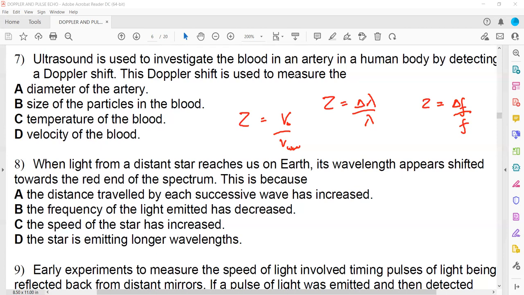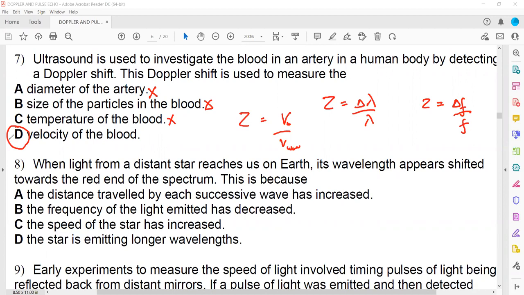Using a Doppler shift, we can first identify whether the object is moving towards or away. That is one thing. The second thing, we can identify the speed of an object, like at what speed the object is moving. So is it used to find the diameter of the arteries? That's wrong. The size of the particle in the blood? It does not identify the size of the blood particle. Temperature of the blood particle? It is not used to find the temperature. Basically it can be used to find the velocity at which the blood is flowing through the arteries.